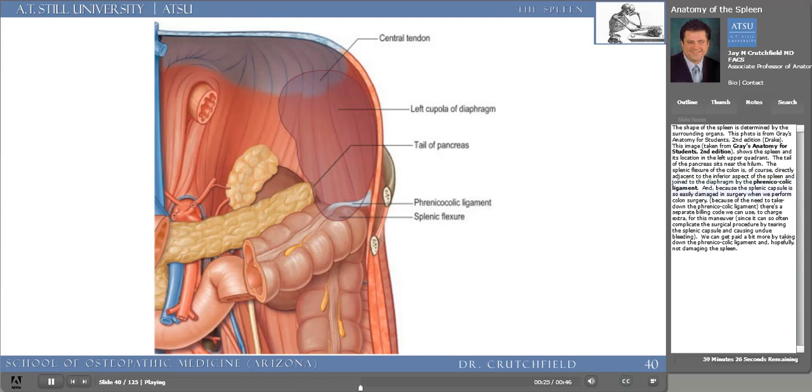And because the splenic capsule is so easily damaged in surgery when we perform colon surgery, taking down the phrenicocolic ligament, there's actually a separate code for surgeons to use in this maneuver. We actually get paid a little bit more by taking down the phrenicocolic ligament and not damaging the spleen.